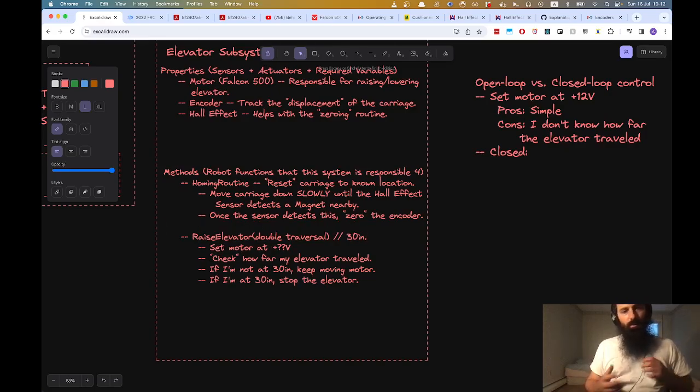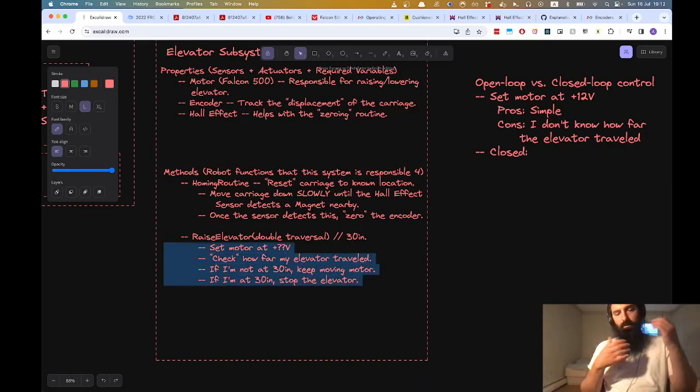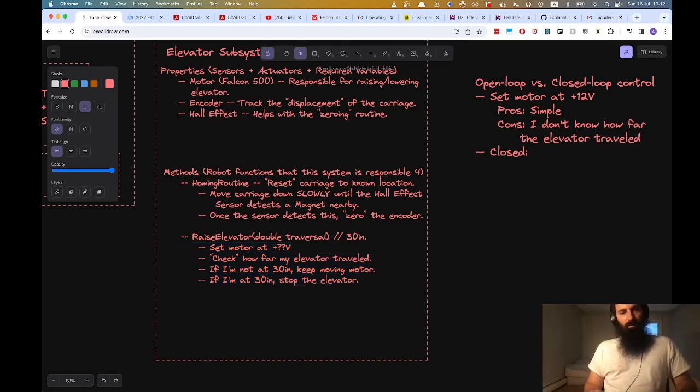And then I think the only other real method that this elevator should do is raise the elevator to a certain distance. And as we said here, the steps for that are: we set the motor at a certain voltage, so a certain speed. And then check how far my elevator traveled.